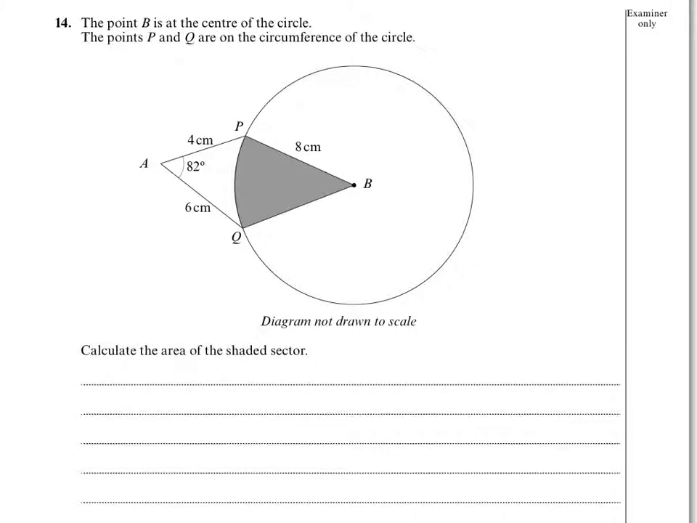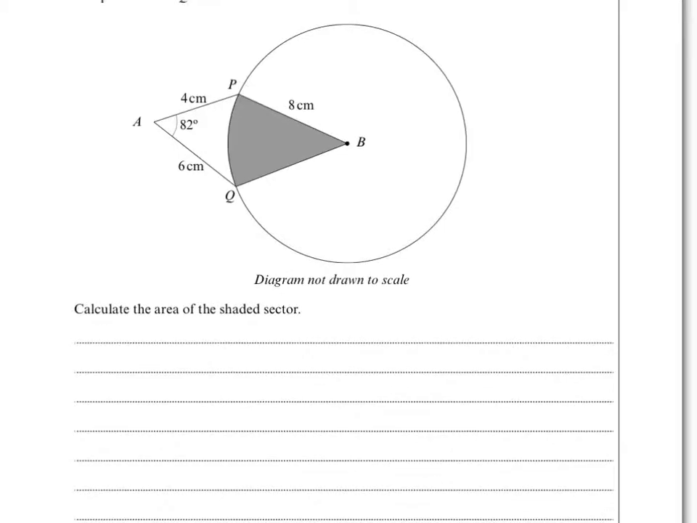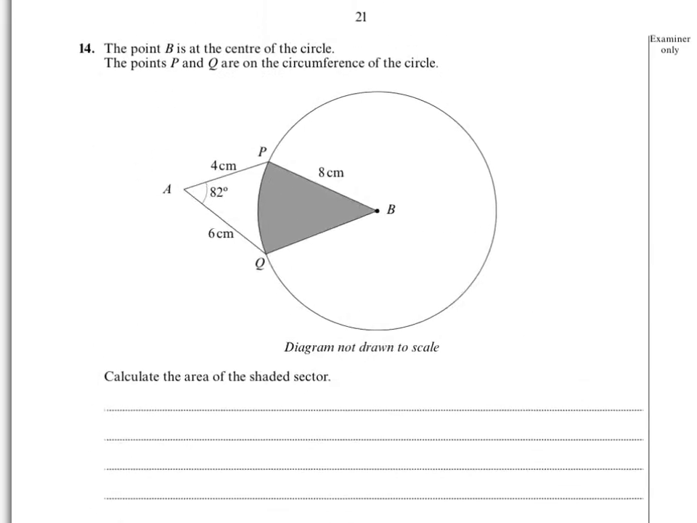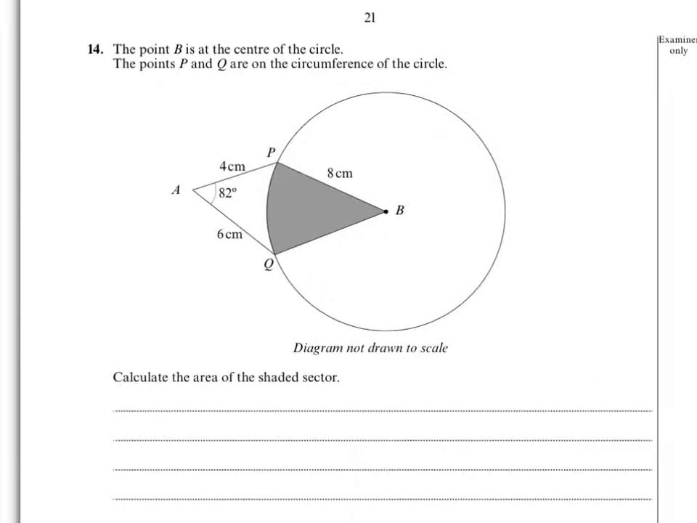So question 14 is a tricky one. It is worth all of 9 marks, so it does mean that we're going to be having to do quite a bit of work for this question. Now, it does ask us here at the start to calculate the area of the shaded sector.